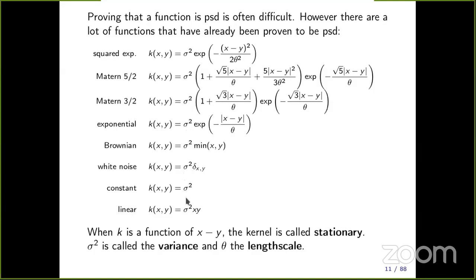For these covariances in there, at least the Brownian, for example, the variance will change depending on where you are in the space. So this parameter cannot directly be interpreted as the variance of the Gaussian process, but it is a variance parameter.